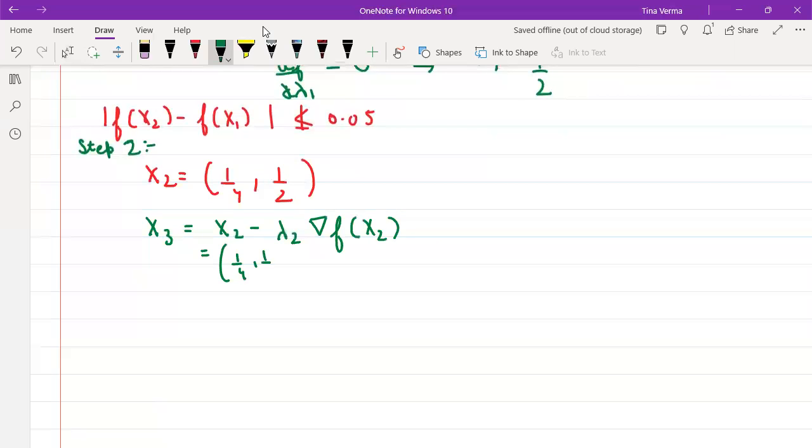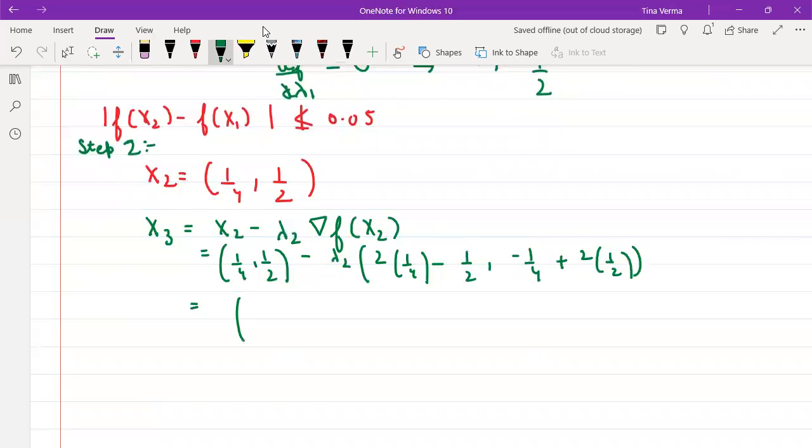x2 अब आपका क्या है? 1 by 4, 1 by 2 minus lambda 2 into, you have to find, you will substitute the values in the function, that is your 2 into your x1, that is 1 by 4, minus x2, that is your 1 by 2, minus x1 plus 2x2. So when you calculate, you will get the value 1 by 4, 2 minus 3 lambda 2 by 4.